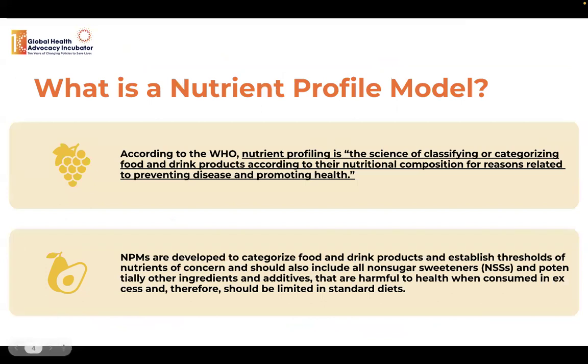So what is a nutrient profile model? According to WHO, a nutrient profile model is the science of classifying or categorizing food and drink products according to their nutritional composition for reasons related to preventing disease and promoting health. Nutrient profile models are developed to categorize food and drink products and establish thresholds of nutrients of concern, and should also include non-sugary sweeteners and potentially other ingredients and additives in the future, like flavors or colorants that are harmful to health when consumed in excess, and therefore should be limited in standard diets.